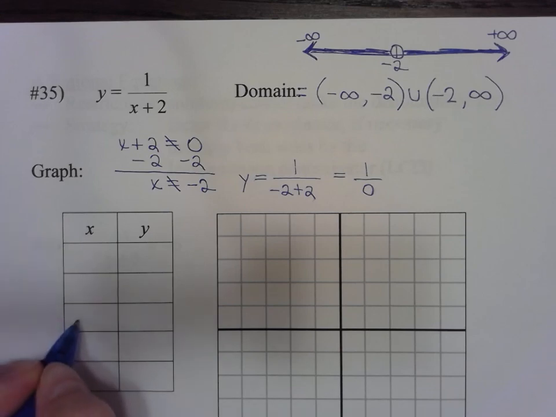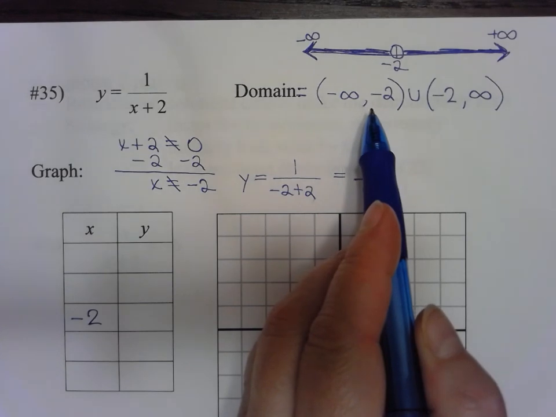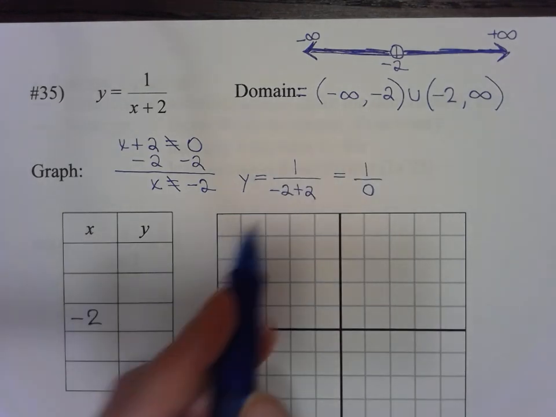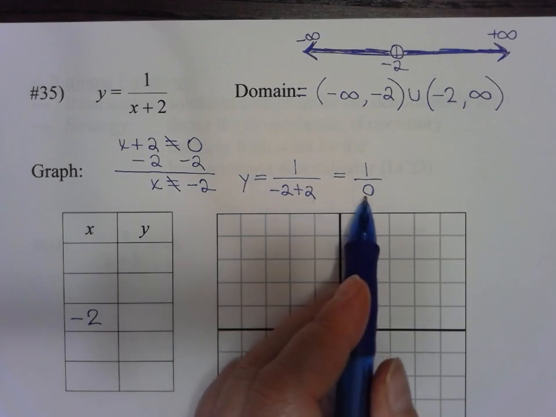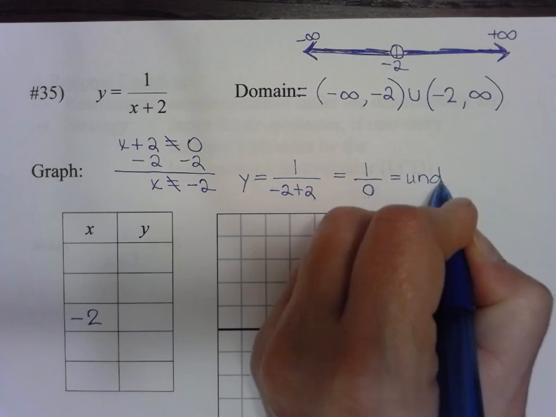To make the graph, just like before, we're going to put that number that doesn't work, because that's the number that's dividing the graph into two parts, in the middle of our t-chart. Just like we showed right here, I can't use -2. 1 divided by 0 is undefined. It doesn't work.